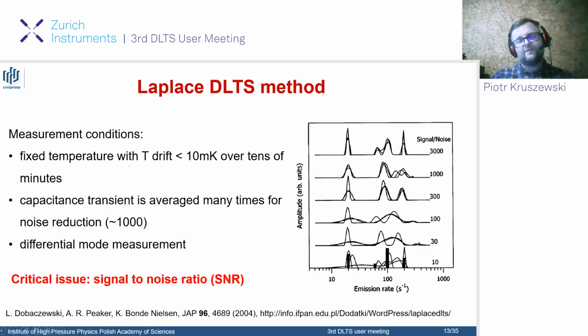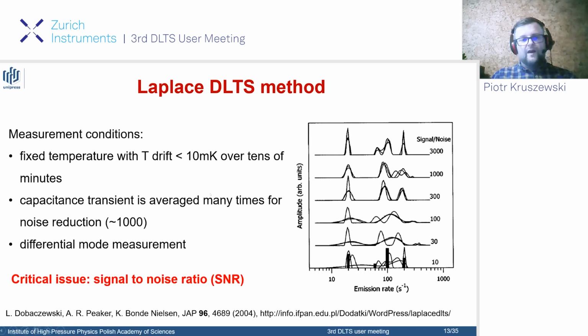If there is a drift, it cannot be larger than 10 millikelvin over tens of minutes, because it will change the situation during the experiment. The capacitance transients are averaged many times. In order to get reliable results, you should repeat your measurements at least 1,000 times.